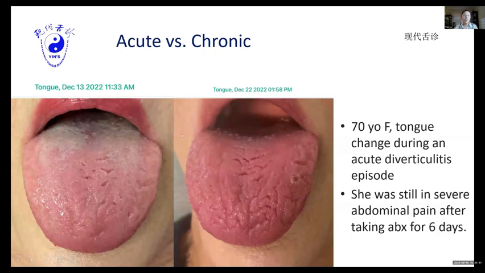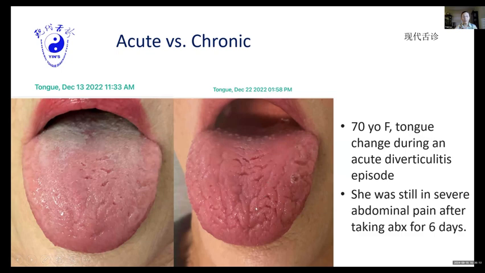So now we see some relatively acute changes on the tongue. This is a 70-year-old female. This is December 13. 3 days later, she ate some nuts and got acute diverticulitis. So she was given oral antibiotics, and this is 6 days after the episode started. She was in severe abdominal pain when she came in.